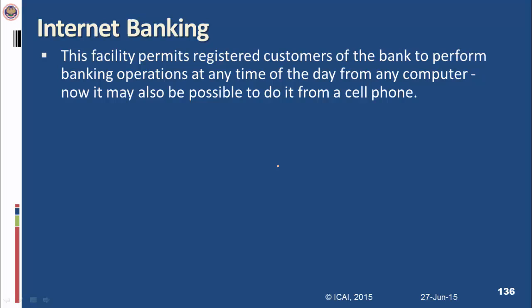Internet banking, the third interface. This facility permits registered customers of the bank to perform banking operations at any time of the day from any computer. Now it may also be possible to do it from a cell phone. Nowadays we have mobile banking also, and now there is app banking also coming into the picture. App banking works like a wallet, wherein you will have a balance, or you can create a wallet specifically for some purpose. Recently certain banks have come up with an innovative product wherein you can share balances from one wallet to another wallet.